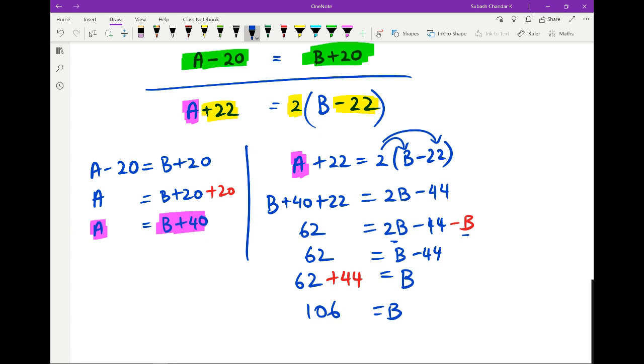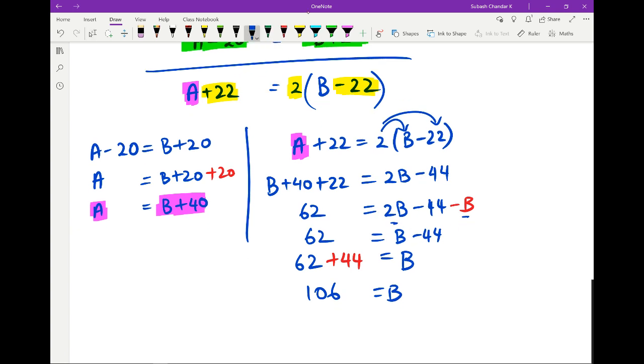Anyway, so we've discovered that Bob actually has got $106, which means Andre now has got b plus 40, which is 106 plus 40 equals 146.